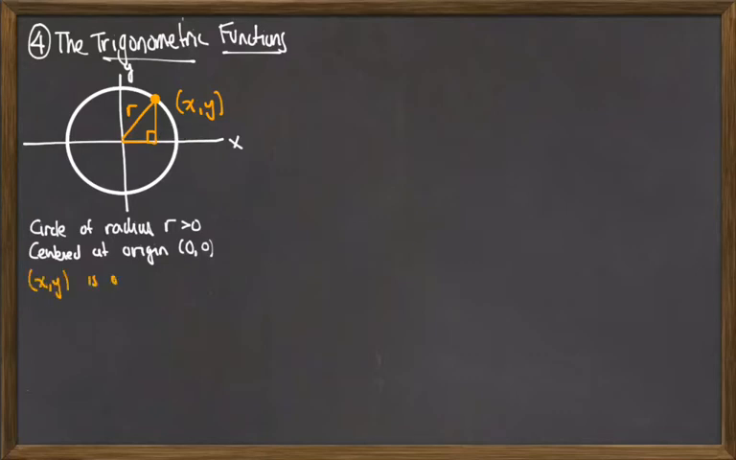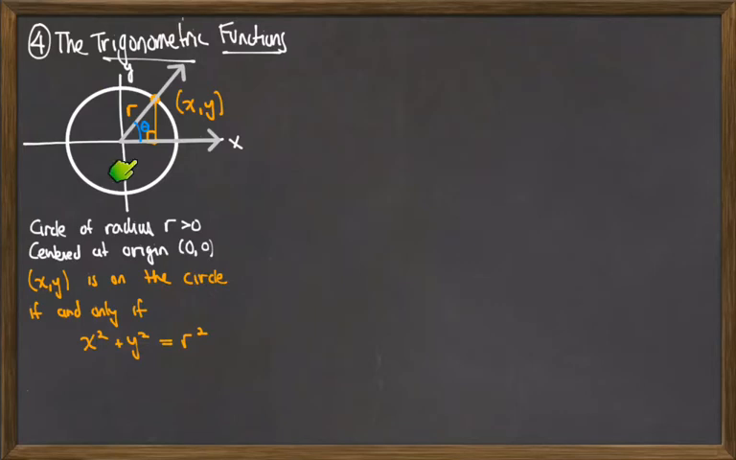If I look at this point xy, it is on the circle if and only if the following condition is met. If I square the x coordinate, I square the y coordinate and I add them together, it better be the square of the radius here. So in other words, x squared plus y squared has to equal r squared. And in fact, that is the equation of a circle of radius r. It's a quadratic equation that x and y have to satisfy.